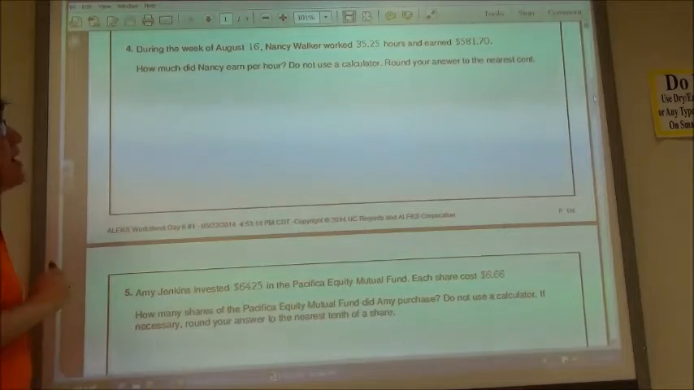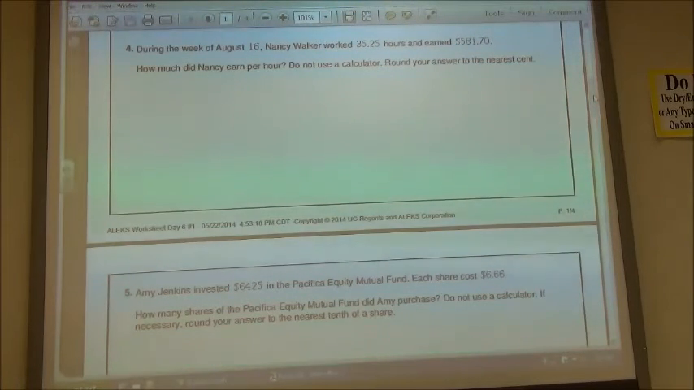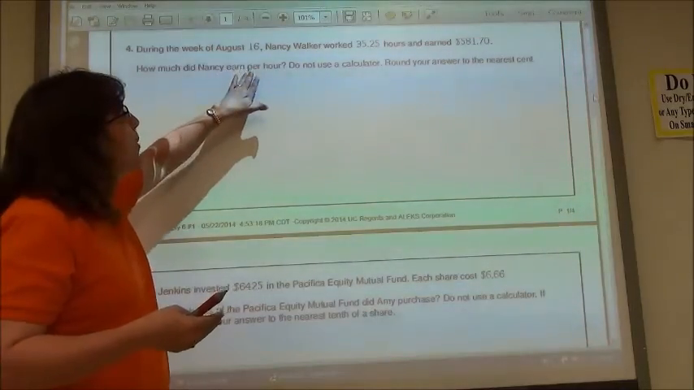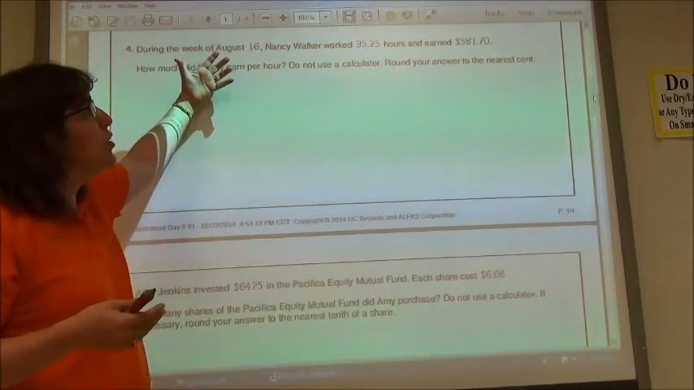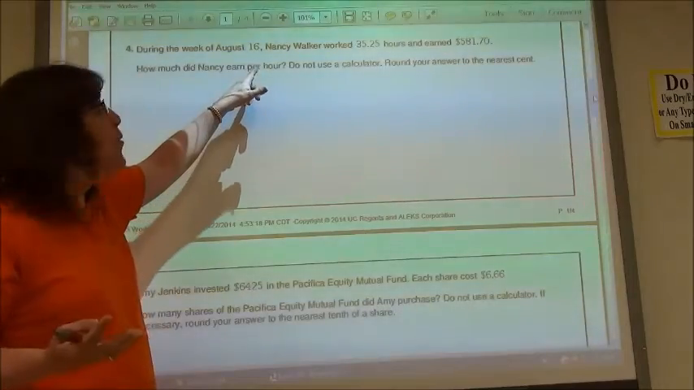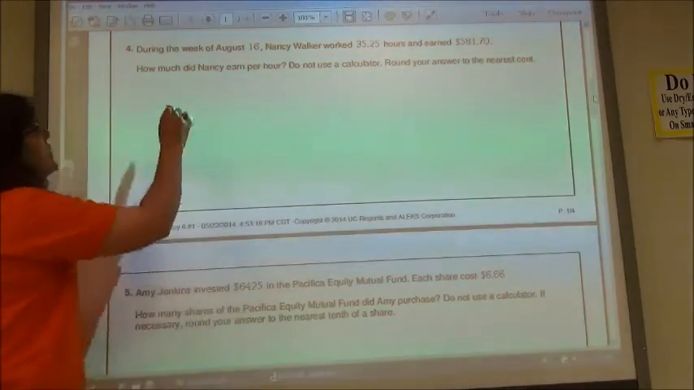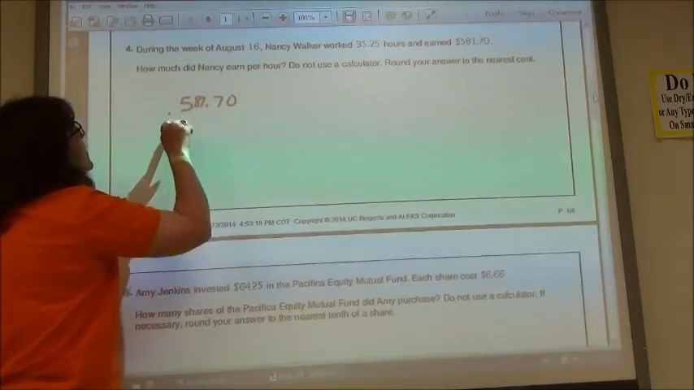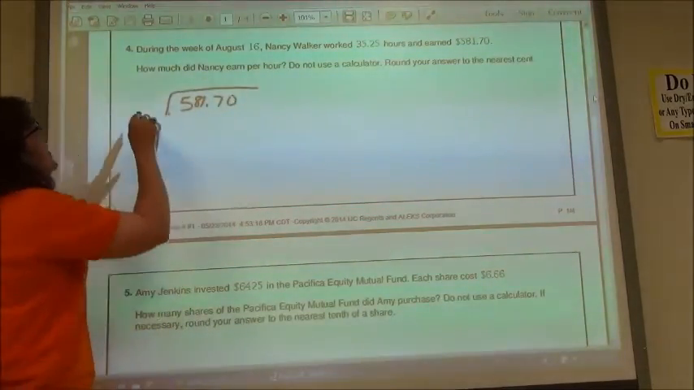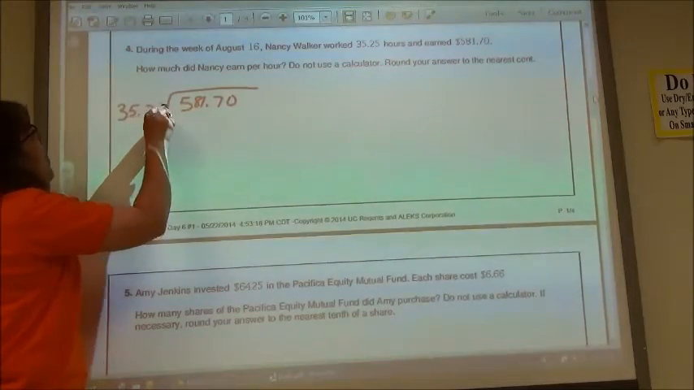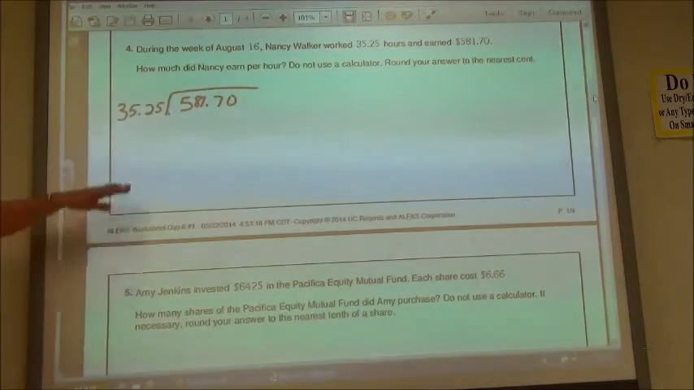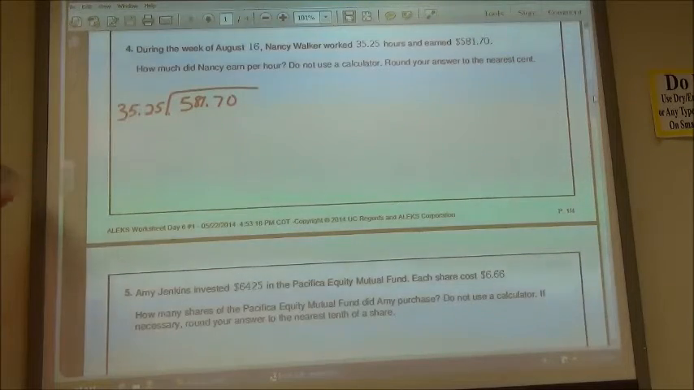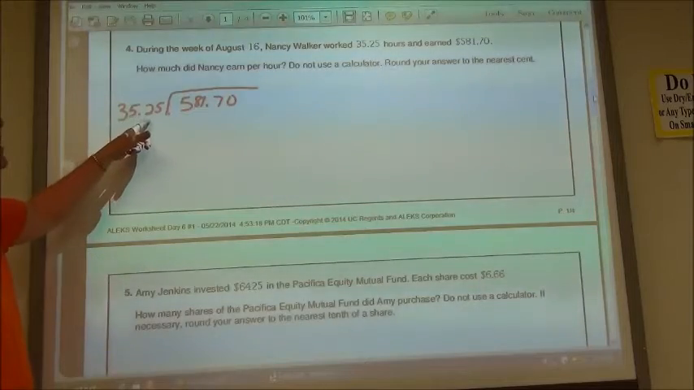she earned $581.70 total. She worked 35.25 hours. I'm finding her earnings per hour. So I'm going to take the amount she earned divided by, which is what the word per means, the hours. So 581.70 divided by 35.25. When we divide with decimals, our divisor, the number out in front, has to be a whole number. It is not, it's a decimal number. So I need to move my decimal so that it's on the end.